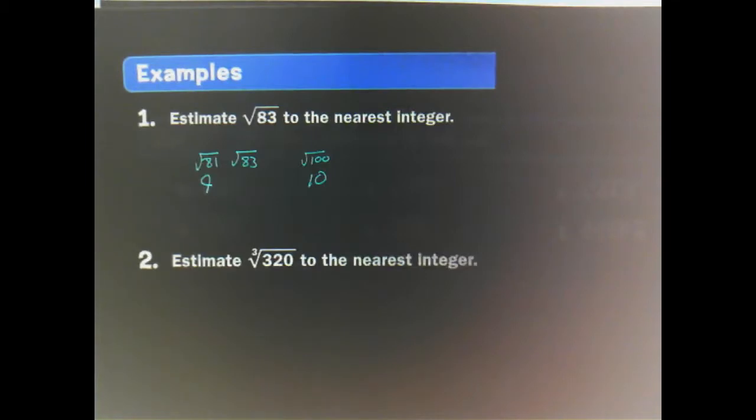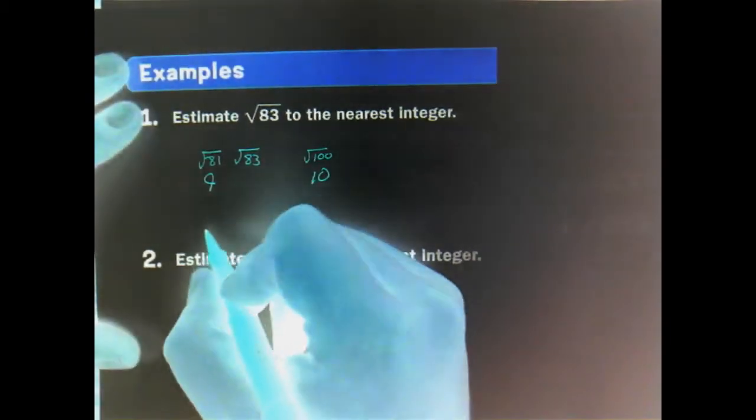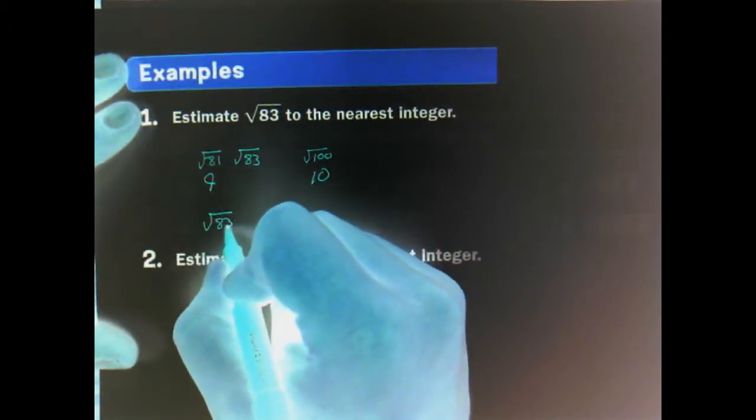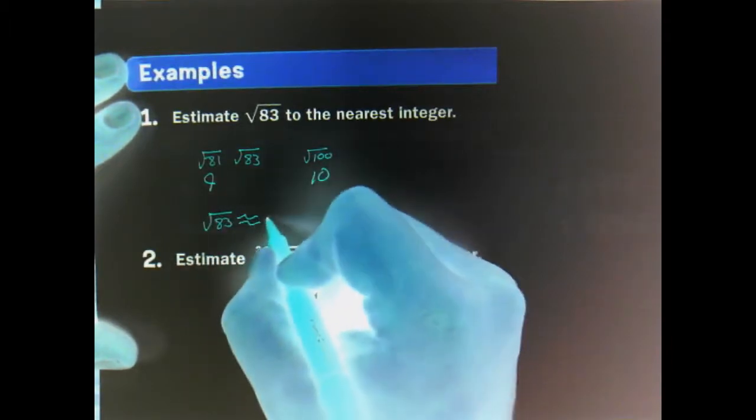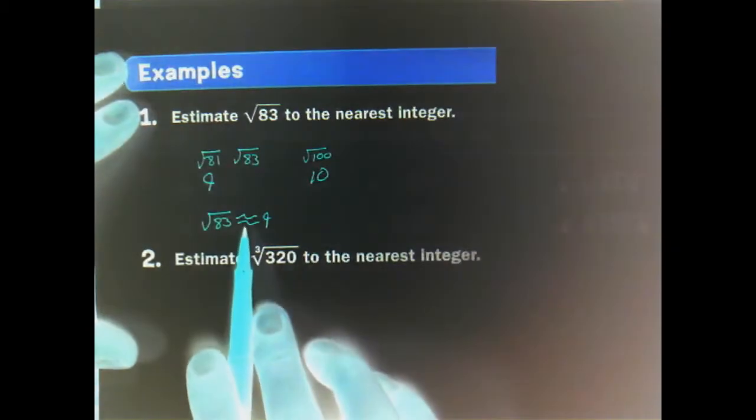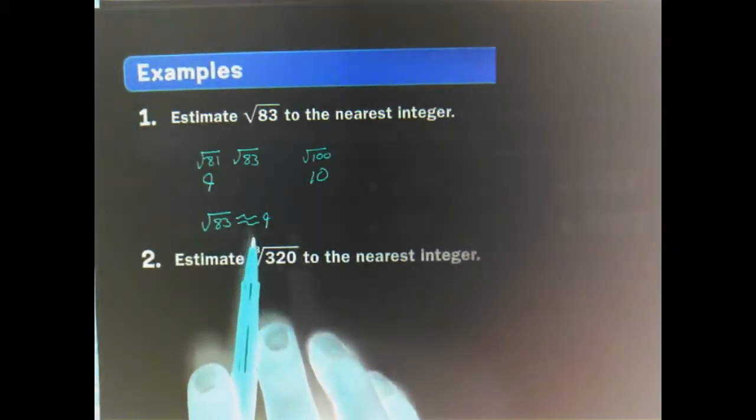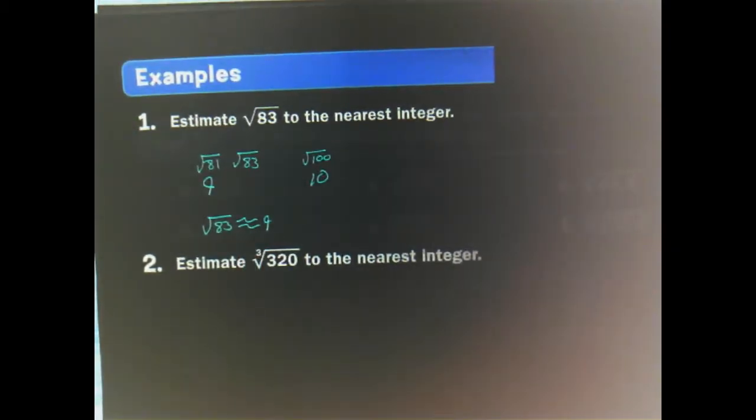Now 83 is pretty close to 81. It's closer to 81 than it is to 100. So if I'm rounding or estimating to the nearest integer, I'm going to say the square root of 83 is approximately 9. Okay? And that's what this squiggly equal sign means. That means approximately. So the square root of 83 is approximately 9.